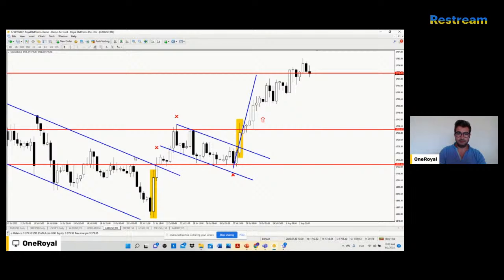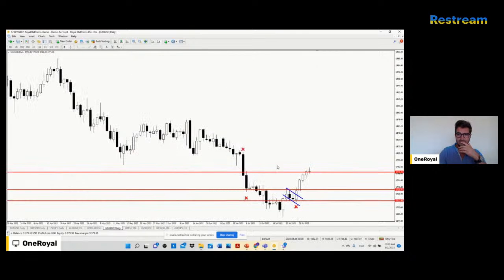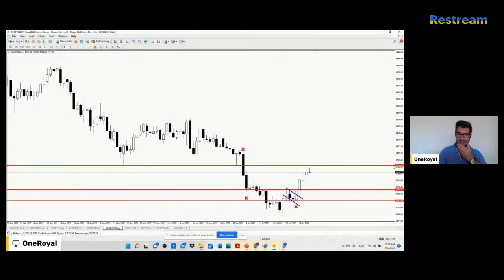Gold. Gold also posted this bullish flag, which is here, the blue one. So the market posted an impulse correction in the form of a bullish flag, and the market rallied again all the way up to test this high here. But for me, there is still a little bit of small room for the market to move to the upside.